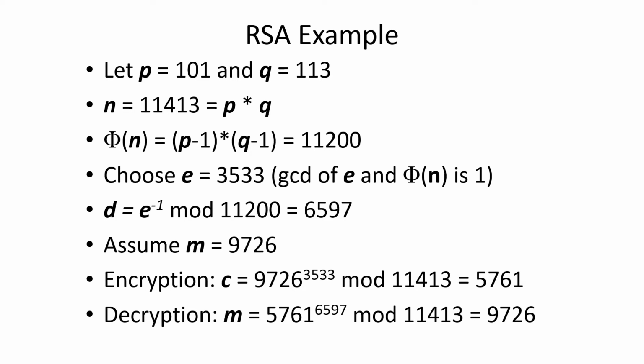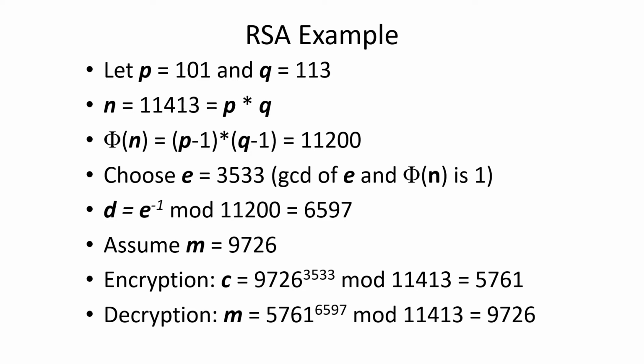Okay, so now we've got N, E, and D. So let's try this. We choose a data value, M, which is 9,726. It's notable that M has to be less than N, because we're going to do arithmetic mod N, and if M wasn't less than N, we'd lose bits. Okay, so now we have M, the data value we want to send. So we encrypt that by raising M to the power E, which is 3,533. So we have to take this number and raise it to 3533 mod 11,413.